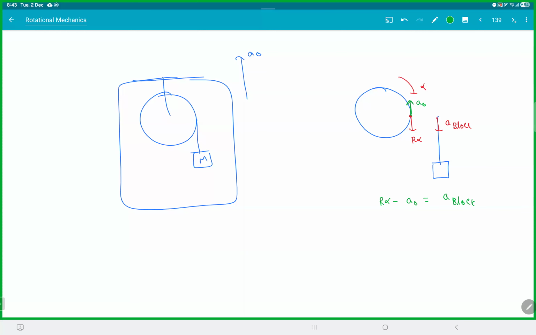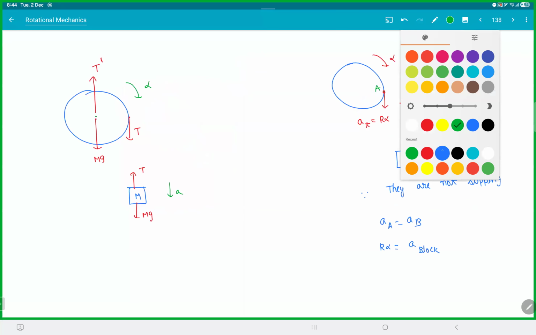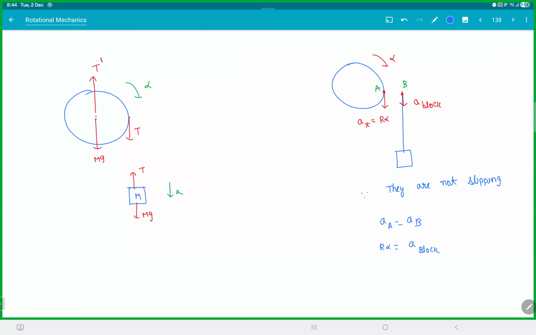So be careful. Don't write A is equal to R alpha. This becomes like a habit, right? What is the no slipping condition? V is equal to R omega. A is equal to R alpha. It's a blunder. What is the no slipping condition? At the point of contact, they will have no relative motion. Done. So same velocity, same acceleration. Keep it simple. Then step three, write the force equations.